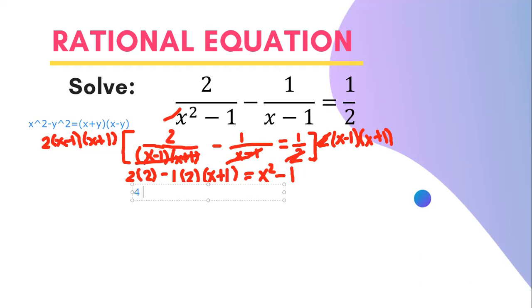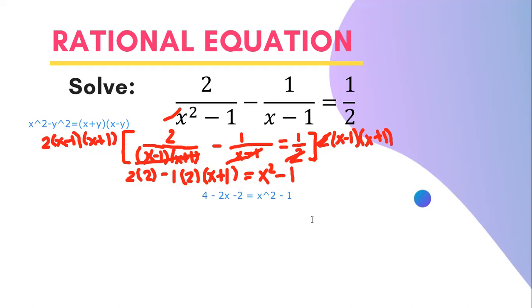Okay, so we have 4 minus 1 times 2 times x is negative 2x, then negative 1 times 2 times 1 is negative 2, equals x squared minus 1. Okay. And then what's next?